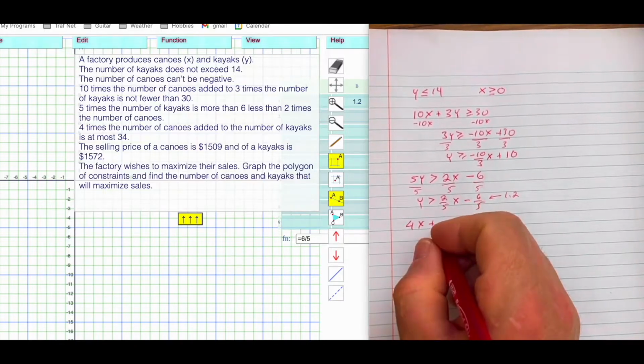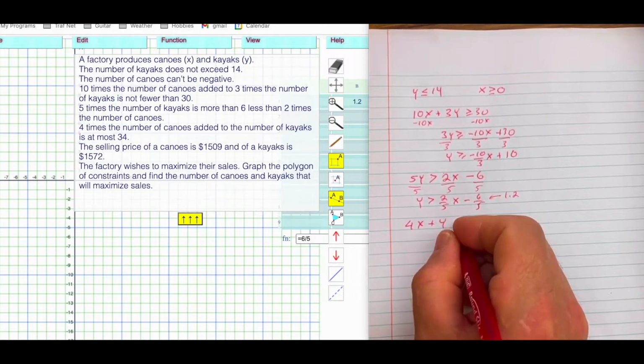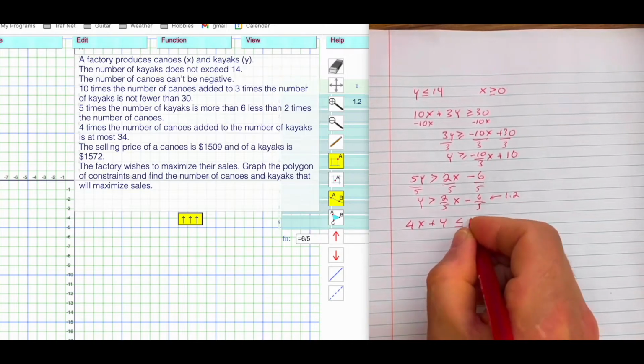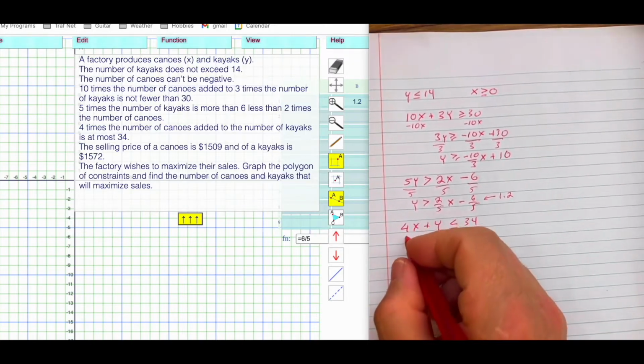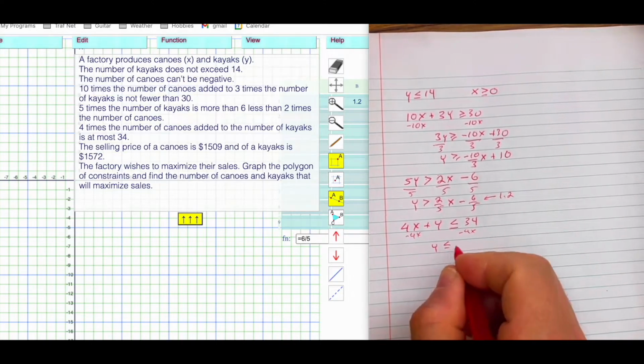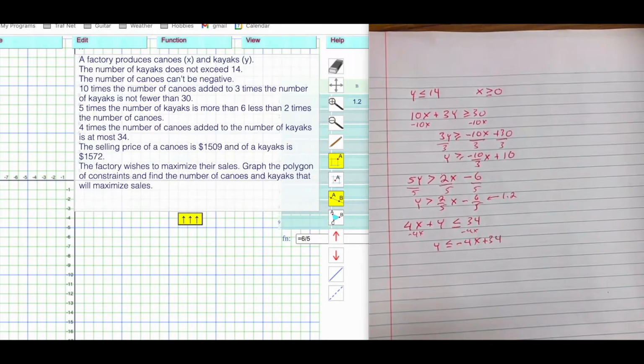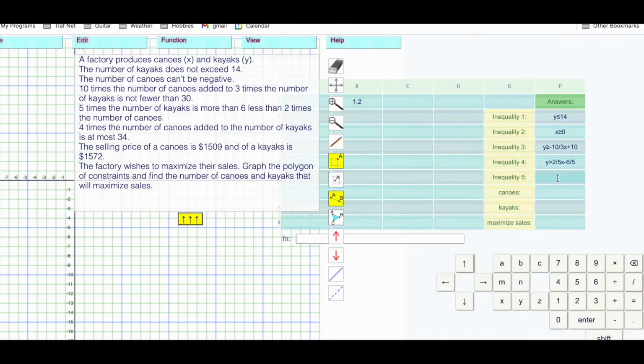Next one, 4 times the number of canoes, 4x, added to the number of kayaks, plus y, is at most 34. It could be equal to 34, but it can't be more than 34. It's at most 34, so it's less than or equal to 34. I want to get the y alone. I'm going to subtract 4x from both sides. That gives me y is less than or equal to minus 4x plus 34. Let's write that in here. The fifth one, y is less than or equal to negative 4x plus 34.